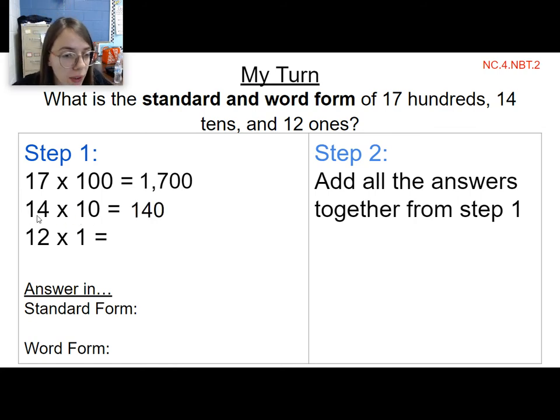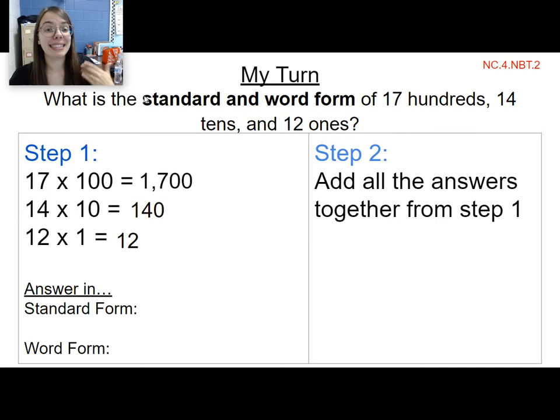But I can still solve it. 14 times 1 is 14. Tack on 1 0. And then 12 ones, well, that's just 12 groups of 1. 12. No zeros to be tacked on. So this is the number in expanded form, that kind of a weird expanded form, right? Because we've just expanded and figured out the value of the 1700s, the 14 tens, and the 12 ones.